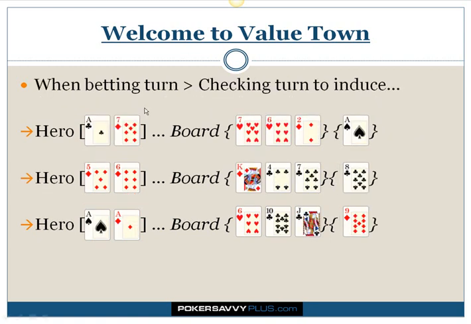Okay, so hopefully we've covered that. What I want to talk about now is where betting the turn is actually better than checking the turn to induce, as we spoke about in the last situation. The reason why these hands are different is because it comes back to, where is our best street of value, as I was talking about in the last couple of slides. And our best street of value in these situations is actually on the turn.